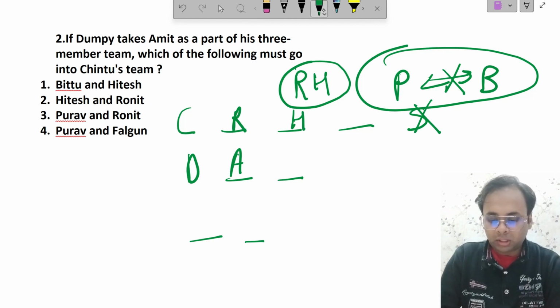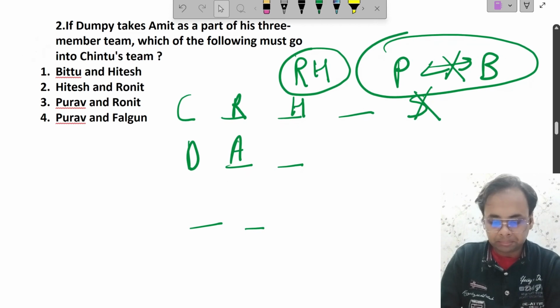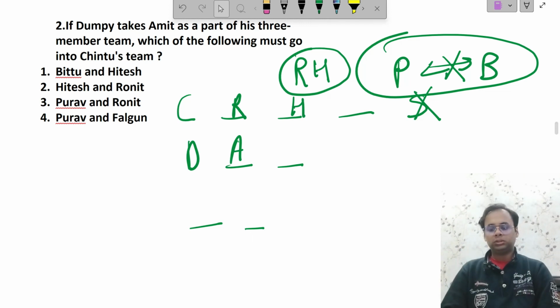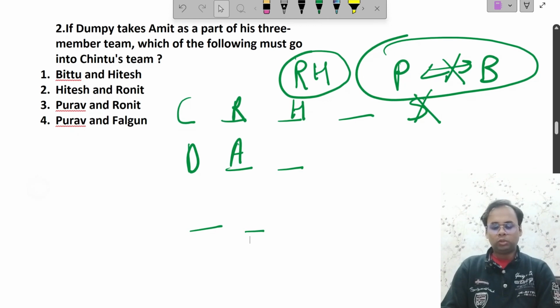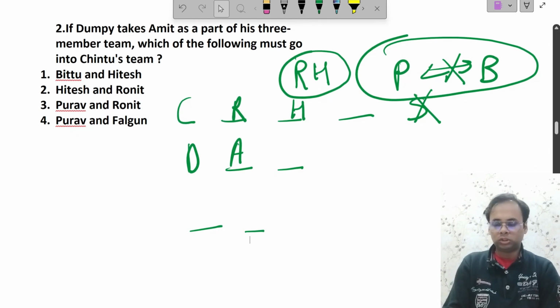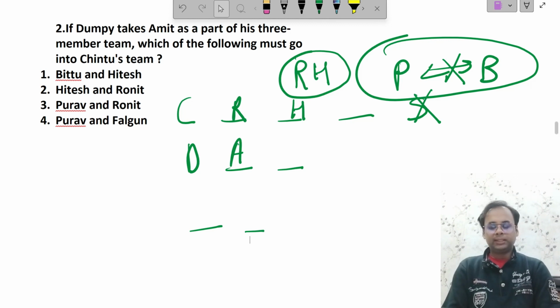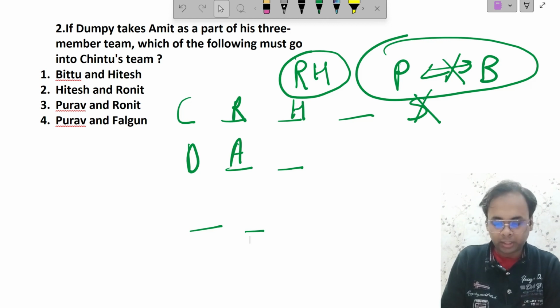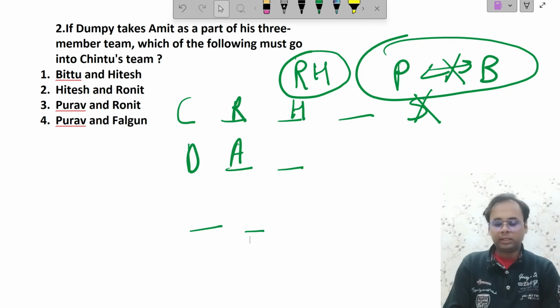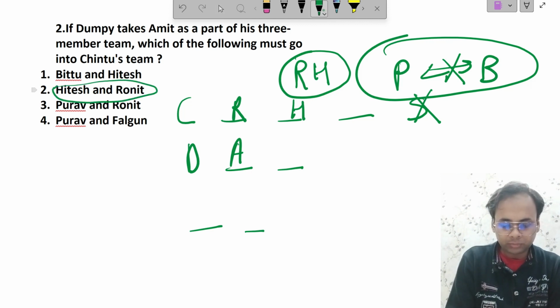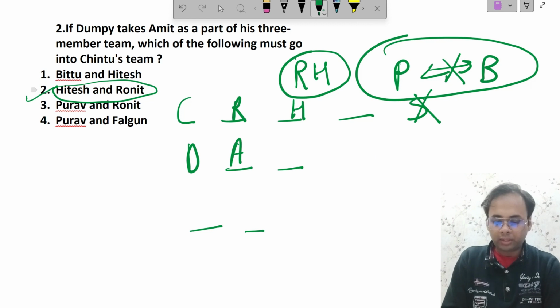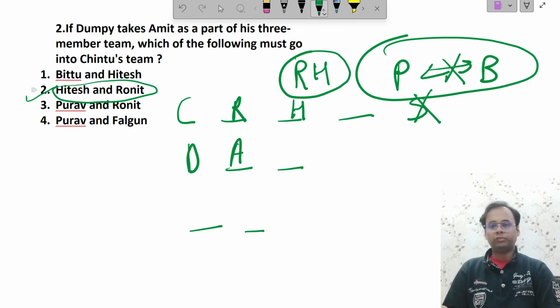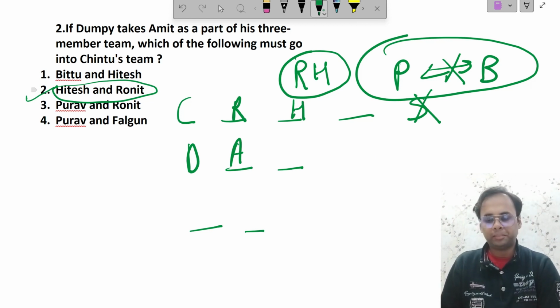So, if Dumpy takes Amit as part of a three-member team, then which of the following must go into Chintu's team? Bittu and Hitesh are the options. I don't think that Bittu and Hitesh must go there because we are not certain about B. Then the second option is Hitesh and Ronit. Hitesh and Ronit are definitely going into Chintu's team, so we don't need to see any other option. Okay.